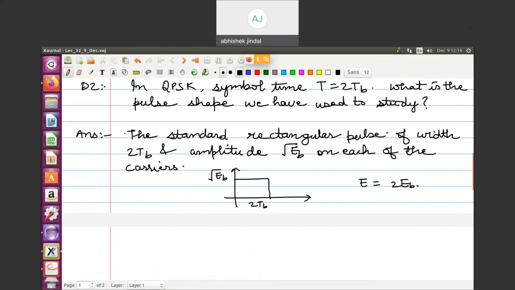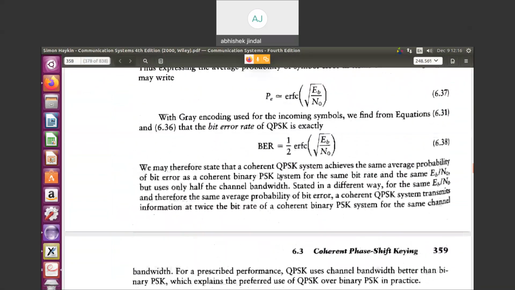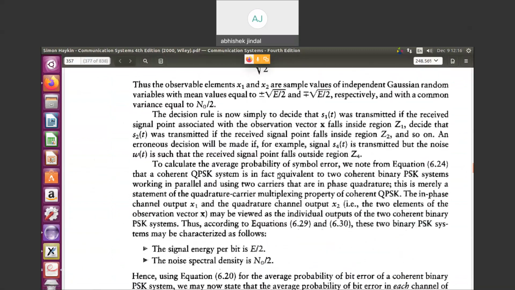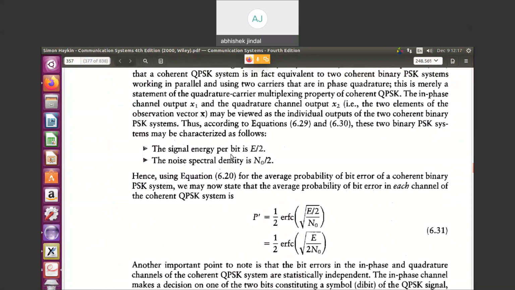Let me just go back to the textbook and refer to it. Yes, let us go back and see the textbook. Page 357, yes, here it is. So the signal energy per bit is E by 2 and noise spectral density is N naught by 2. Anyway, noise adds to each of the quadrature carriers. We have seen that if W(t) is a white Gaussian noise process and we sample it, then it has a variance of N naught by 2.